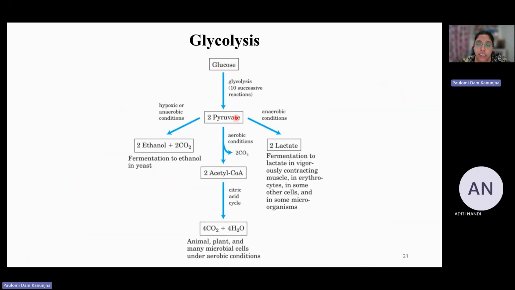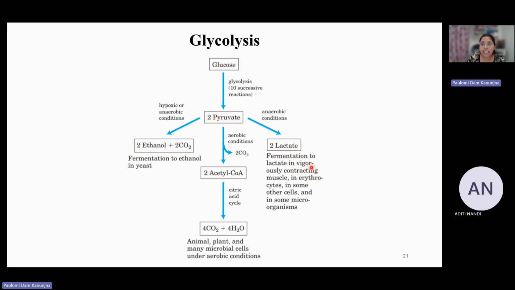You have glucose, one glucose giving two pyruvate molecules. These two pyruvate molecules can, under anaerobic condition or hypoxia, form... Hypoxia means less or deficit of oxygen. It can form ethanol in yeast, or it can form lactate, two lactate molecules. So where do you see lactate molecules? You would have heard about cramps in muscles. The cramps in muscles are because of this lactic acid formation.